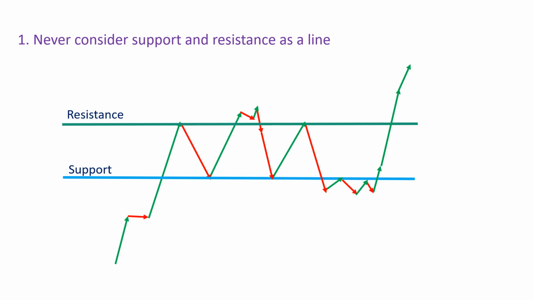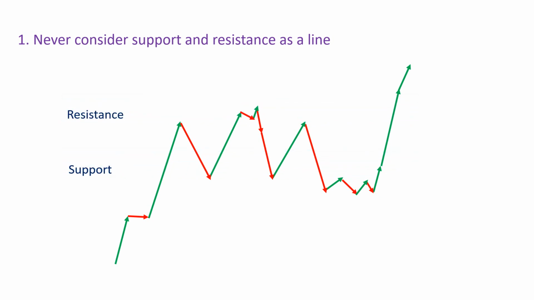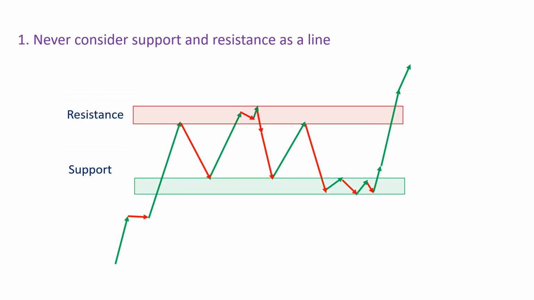Here again, traders lose money in both situations due to one simple mistake. Let me show you how. Never consider support and resistance as a line. Always consider them as an area. That's why you lose money. Look at the chart one more time. I replace the support and resistance line with an area.